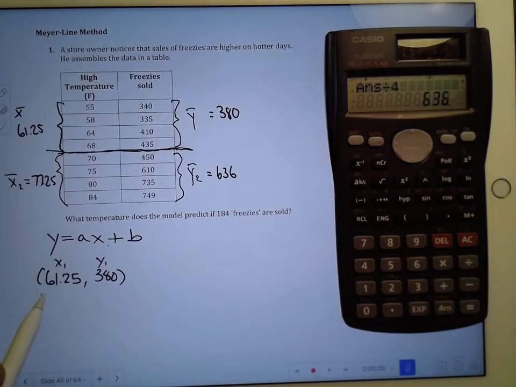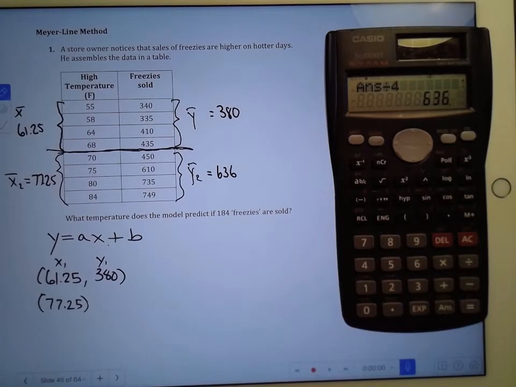So my x2 is 77.25, and my y2 is 636. That's x2, y2. So the average of these x's will be the first point in that distribution with those y's, and then the same thing repeating for x2 and y2.